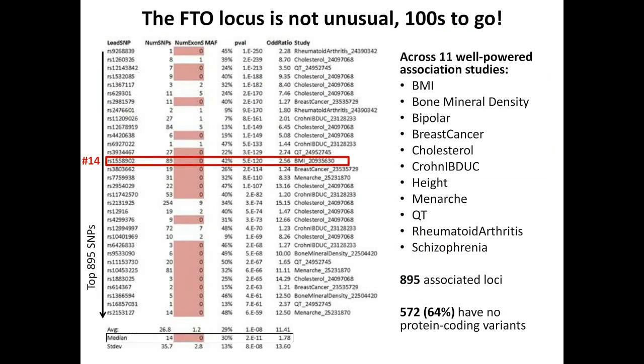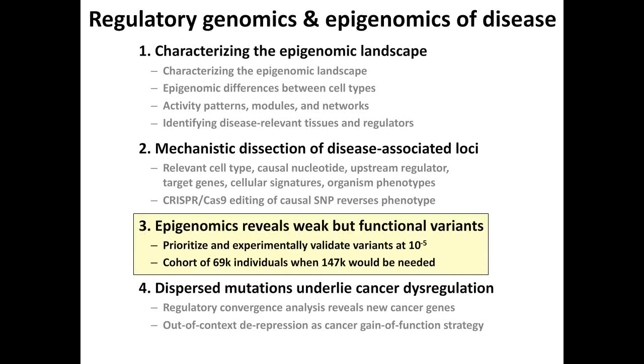individuals. And there's a very large number of genetic variants that are yet to be discovered, and those methods are in fact very general and should allow us to now start dissecting a large number of variants associated with a diversity of disorders. I'm going to very briefly mention our work on using epigenomics to reveal weak but functional variants.